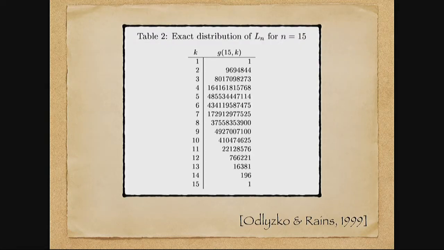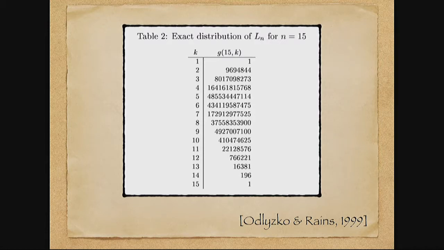Well, here in this table, for n, the length of the sequence, equal to 15, I list the numbers. So here in this column, you have the number of sequences whose longest increasing subsequence is equal to 1, is equal to 2, is equal to 3, up to 15. Okay? So what is the sum of all these numbers in this column? Yeah, so the sum of all these numbers is 15 factorial. Okay? Here we have one permutation which has longest increasing subsequence equal to 1.